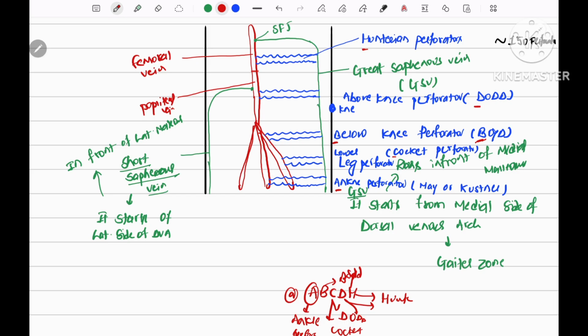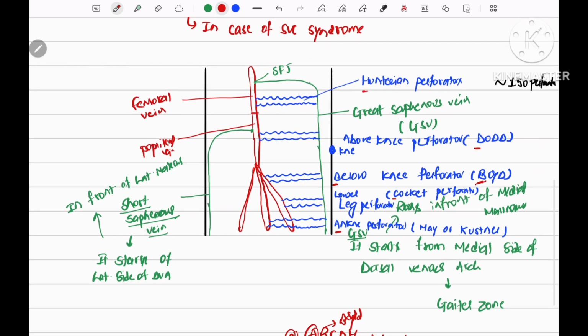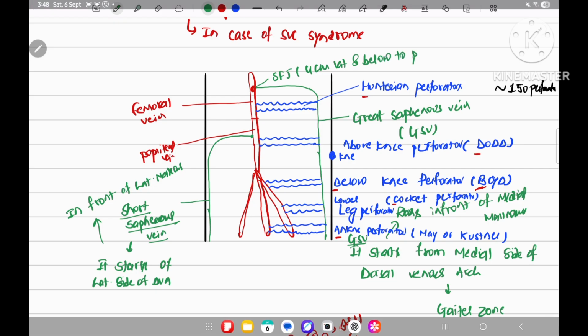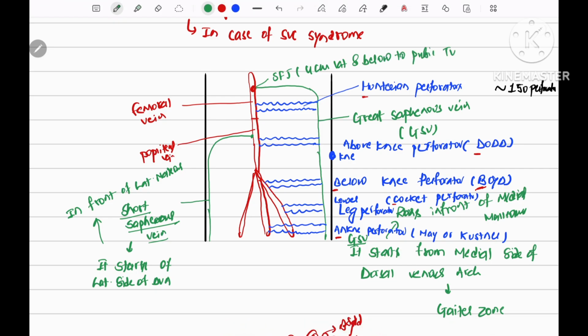So after knowing this anatomy, what we have to know is the location of the saphenofemoral junction. The location of the saphenofemoral junction is 4 centimeter lateral and below the pubic tubercle. We have to know this.